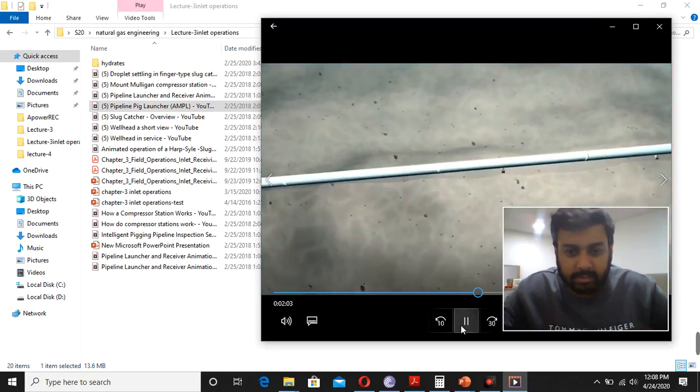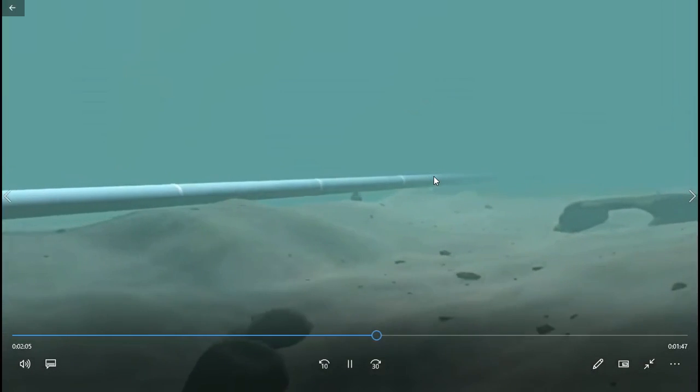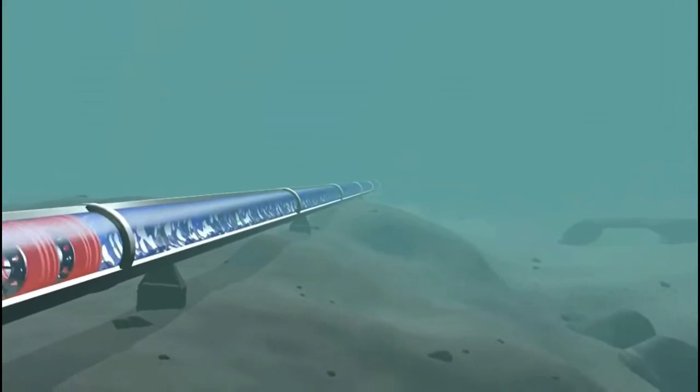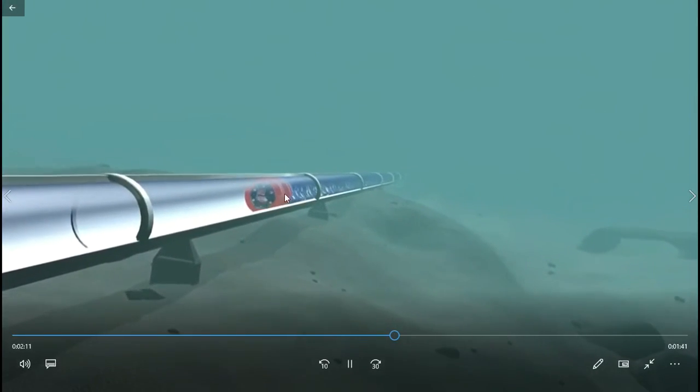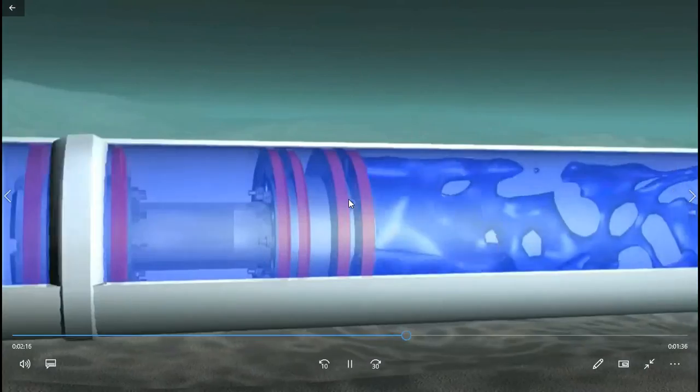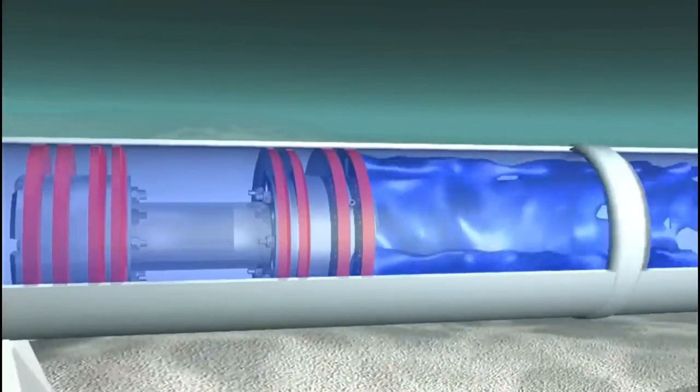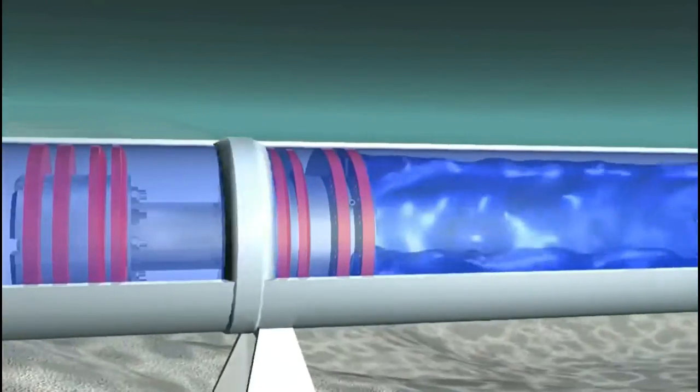Meanwhile, the first pig continues along the pipeline. Using ample pigs does not affect the pig's cleaning capability. The pigs can also be fitted with a range of equipment such as jetting heads, brushes, magnets, isotopes and pingers.